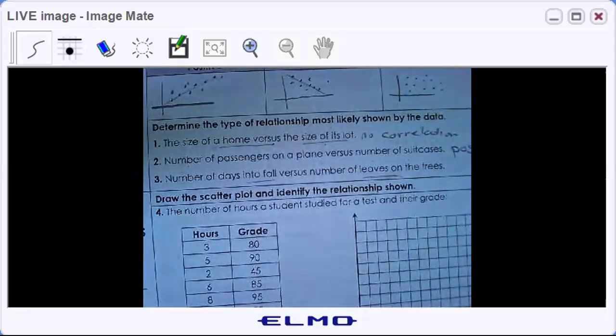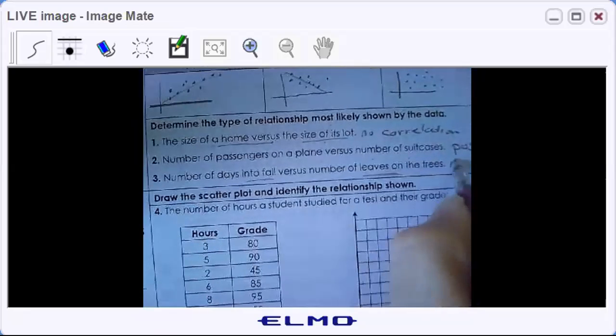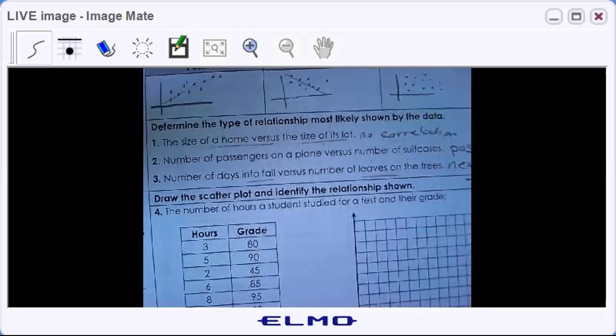Now, is that a positive thing or a negative thing? If I were to graph that out, is that line going to go up from left to right or down from left to right? It's got a negative correlation because it goes down from left to right.